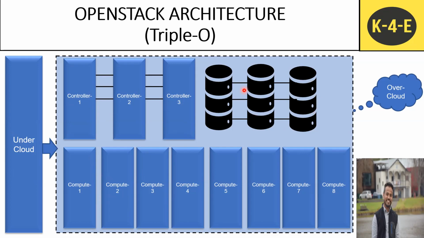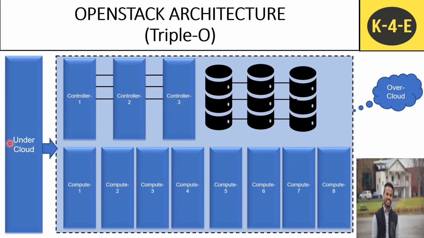Now this Ceph server exposes services. So what are the three types of services it exposes? One is your object storage, then your block storage, and the third one is your file system. These three services are exposed toward the instances of your OpenStack. So this is an overcloud architecture.